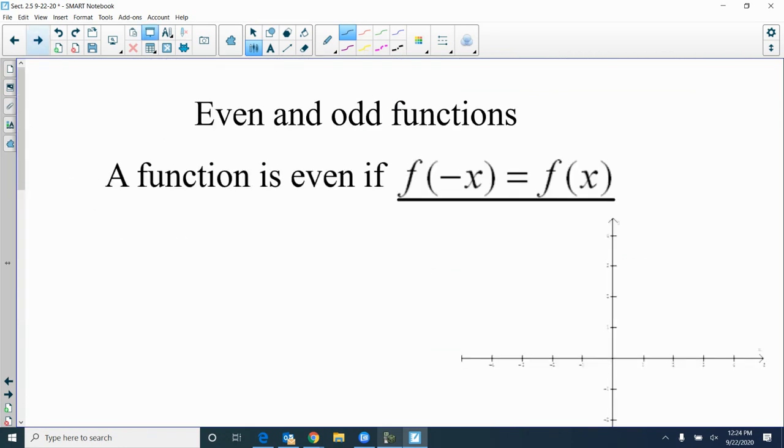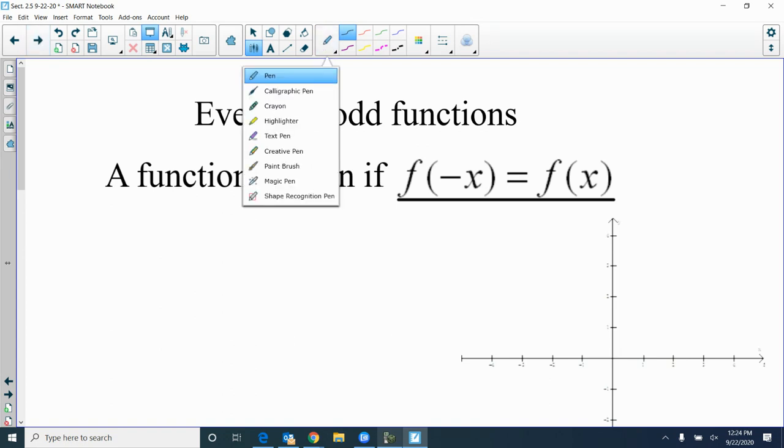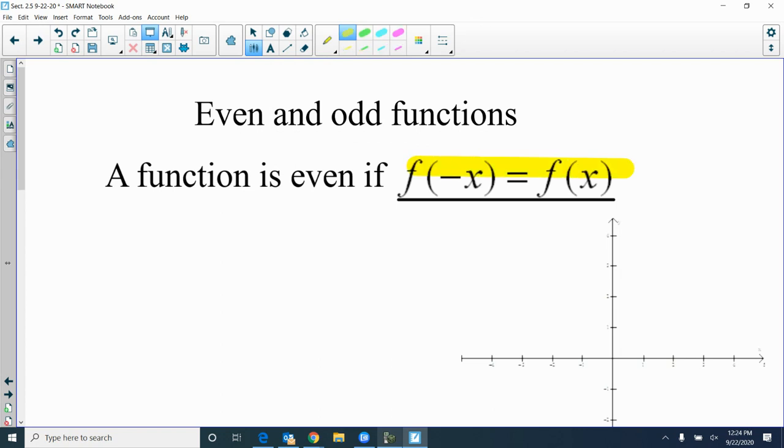All right, even and odd. Now you've got a little bit more in terms of the definition. Yours says a function f is called an even function if for each x in the domain of f, negative x is also in the domain of f, and f of negative x equals f of x. Okay, so put that at the top.